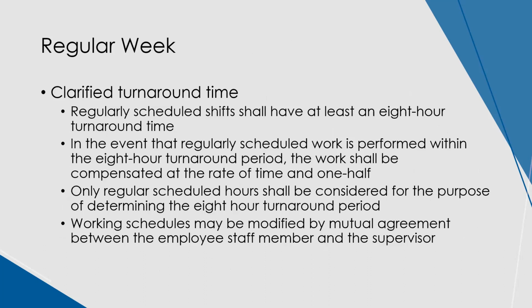So the next section of the contract we're going to go into is a regular work week. And we clarified here turnaround time. There was some confusion over this language and what this was trying to say. And so we indicated that regularly scheduled shifts shall have at least 8 hours of turnaround time before their next regular scheduled shift begins. In the event that regular scheduled work is performed within the 8-hour turnaround period, that work would be eligible for compensation at the rate of 1.5 times.